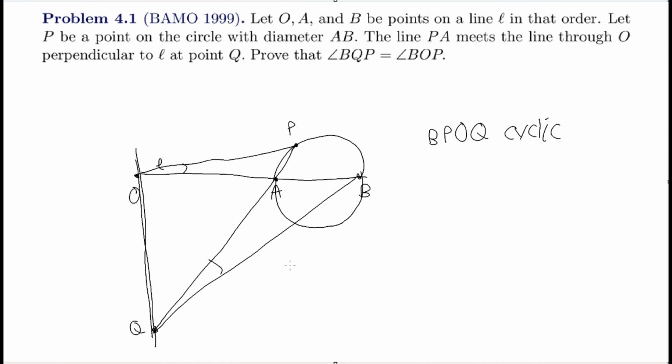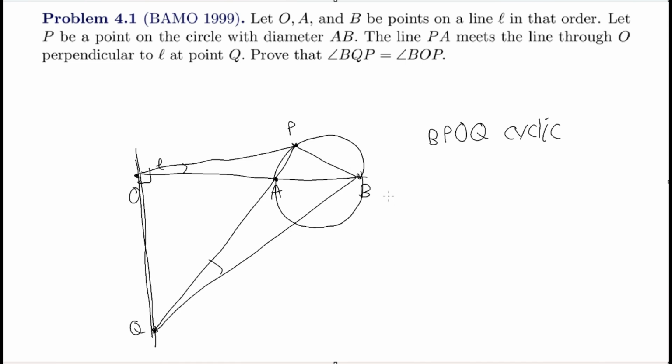Okay, so how can we prove this exactly? Well, we want to find some pair of subtending angles that are equal. So how do we do that? Well, one thing that we haven't used yet is that the line is perpendicular to L here. OQ is perpendicular to L. So that means that this angle is a right angle. So QOB is 90 degrees. So if we can prove that QPB is 90 degrees as well, then we are done.